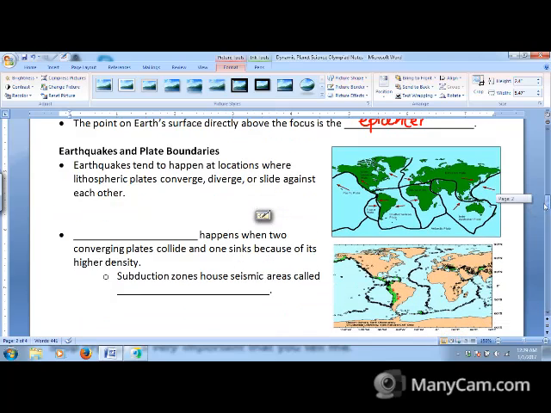So where do earthquakes actually occur? Well, they occur in plate boundaries. They tend to happen at locations where plates of the lithosphere either converge, diverge, or slide against each other. If you remember, convergent means that they come together. So these plates come together. Divergent means they move apart. And if they slide past each other, that's actually a transform boundary. And in our tectonic plates unit, whenever I teach that, I'm going to get way more in depth with this, but I just want you to have the general idea.